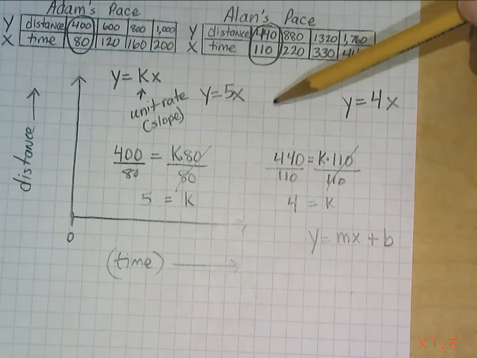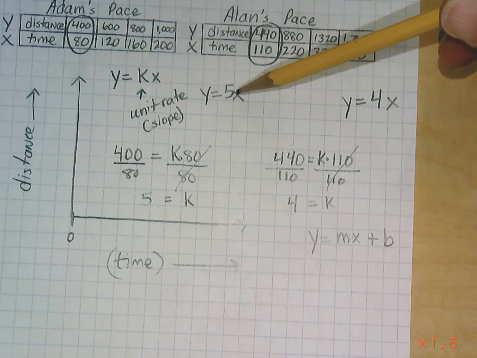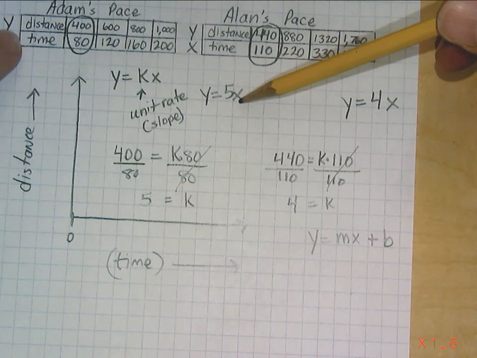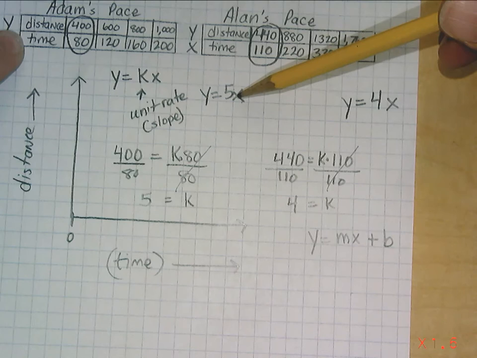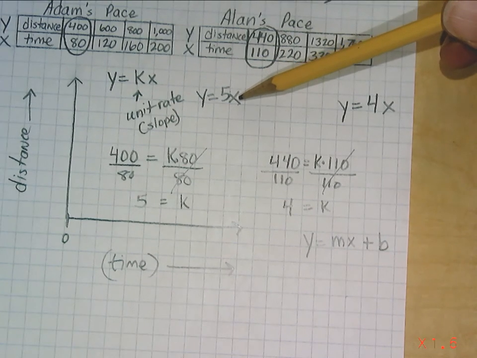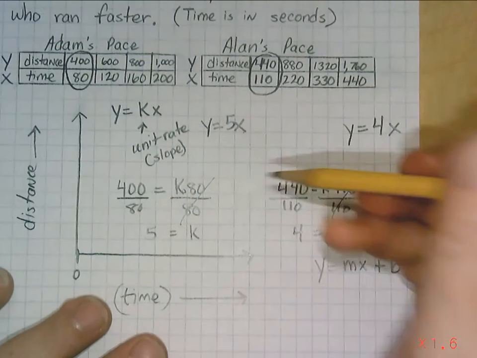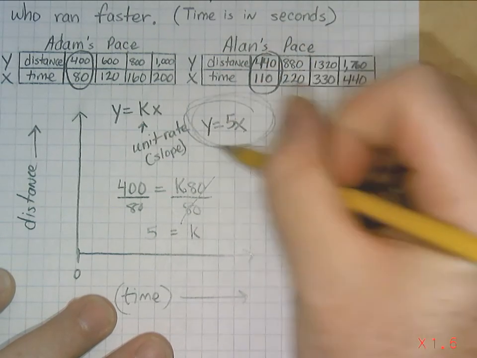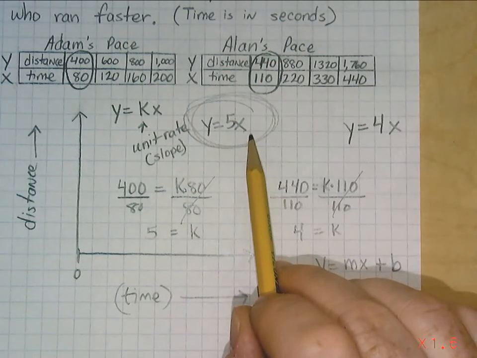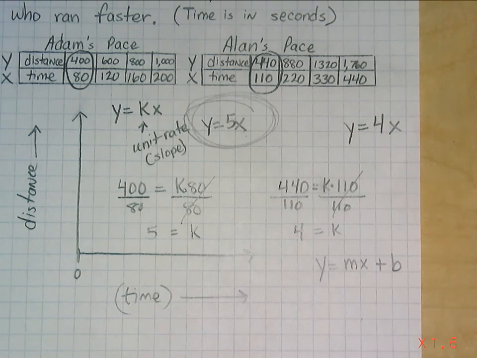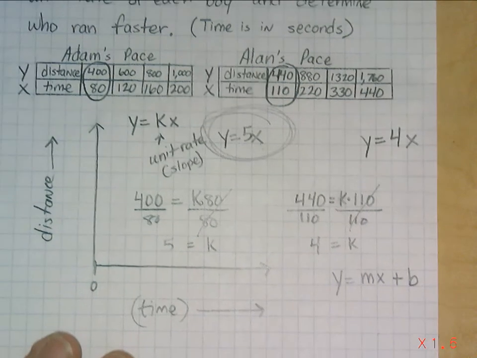So the unit rate is 5 what? Well, it's 5 yards per second. So if Adam is running 5 yards per second and Alan is running 4 yards per second, who's running faster? Obviously, it's going to be Adam, because he runs 1 yard faster per second than Alan does. And that's it. That's how you solve that.